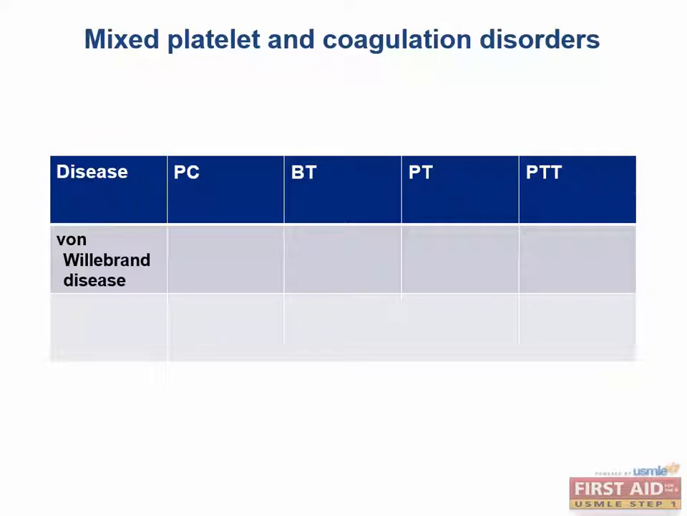In von Willebrand disease, there is a defect in the amount of von Willebrand factor, which leads to defective platelet plug formation, specifically in the platelet to collagen adhesion. And what platelet disorder has a similar result? That's our old friend Bernard-Soulier syndrome.